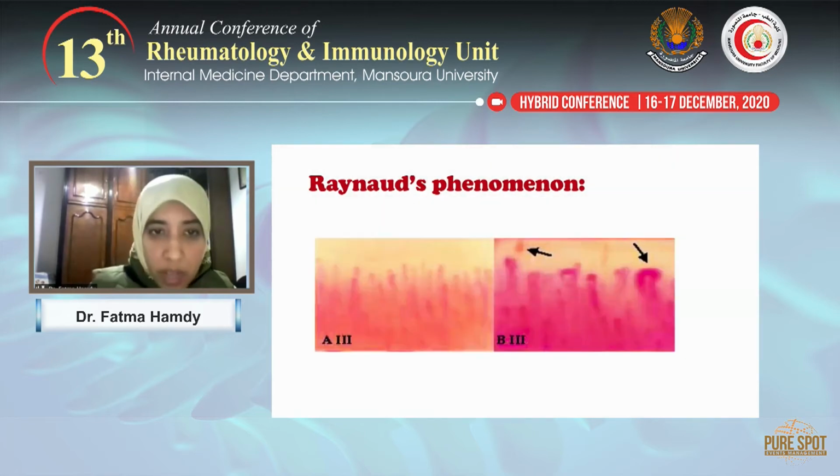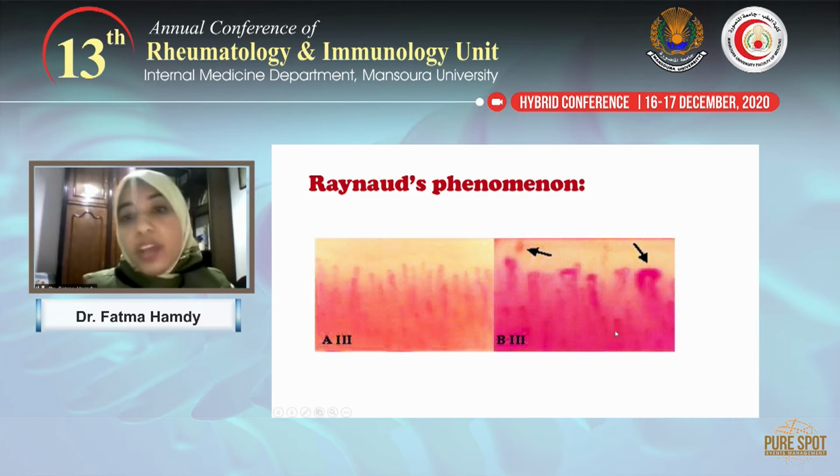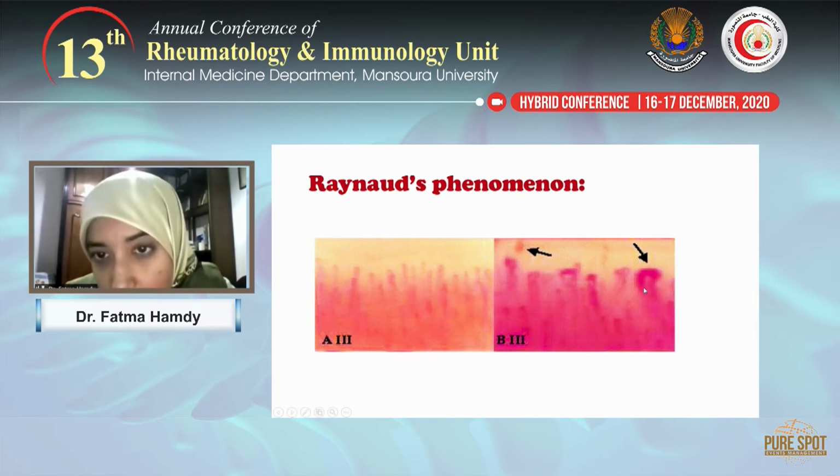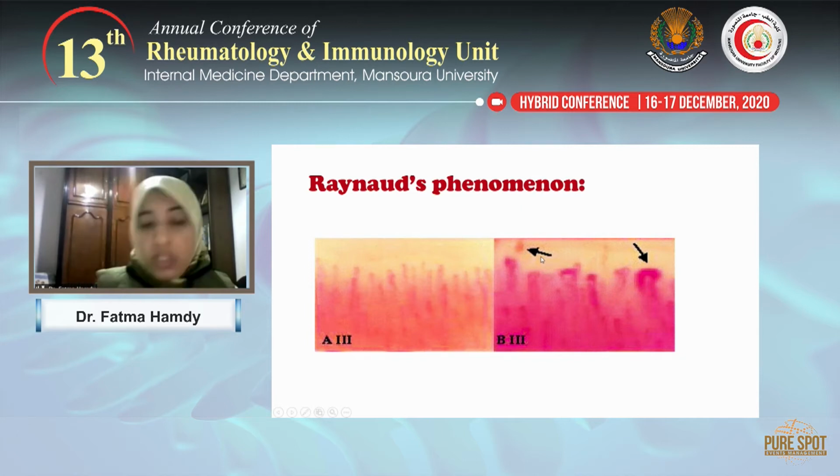Here we can see an image of a normal capillaroscopic examination, in which the capillaries are U-shaped with normal density, clearly visible. Here we can find that there are a lot of abnormalities. We can find these giant mega capillaries, slightly disturbed capillary architecture. We can find this hemosiderin deposition denoting hemorrhage.